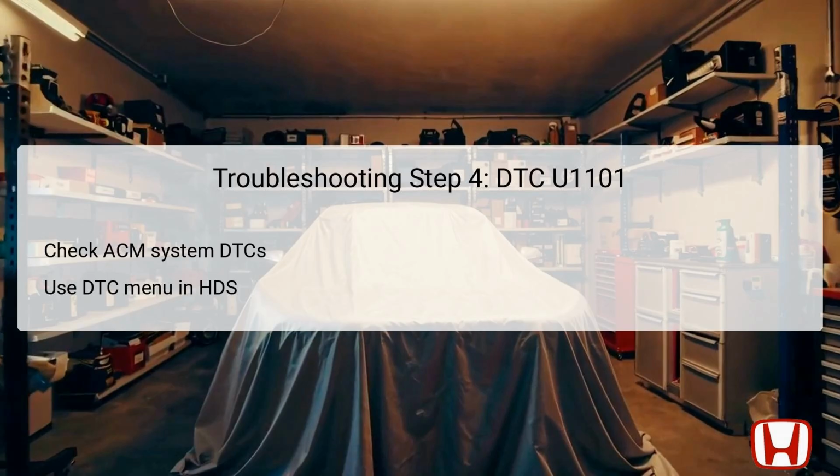If DTC P15AB is indicated, the technician will need to address related troubleshooting for that code specifically, as it may offer clues that contribute to the U1101 malfunction. If no ACM system DTCs are present, the technician can then move on to the next troubleshooting step, indicating that the ACM may not be the root cause of the U1101.